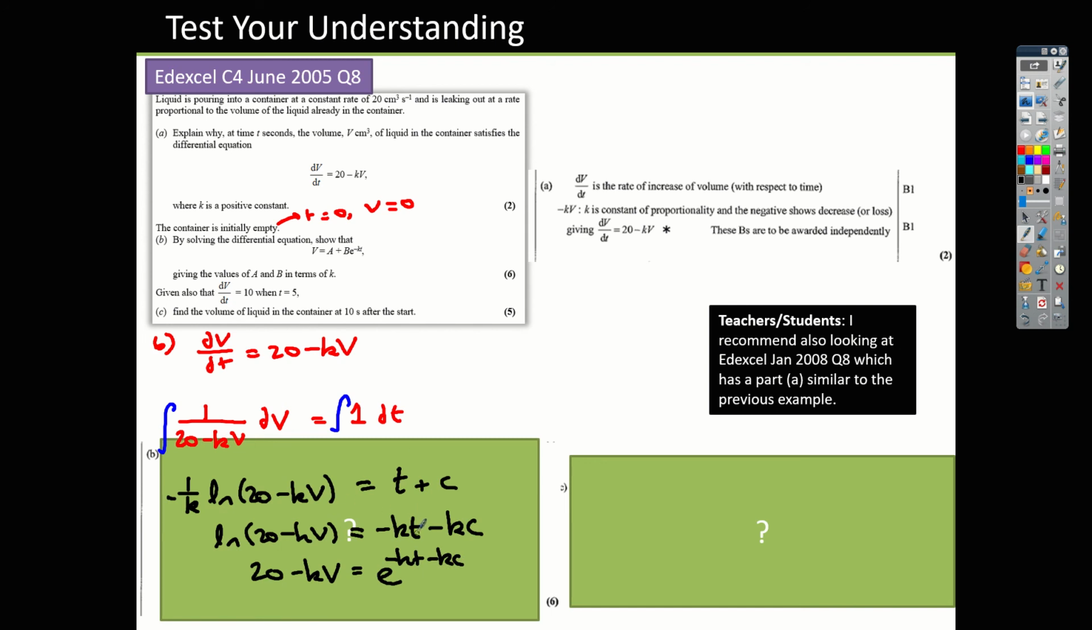Now, this is getting quite an awkward thing to be able to manipulate. So I think a good thing to do now is to use my initial conditions to figure out some of these constants. So I'm going to actually go back a step to here and put my boundary conditions in and see what I get. So then natural log of 20 minus 0 equals, and then t is 0 as well, so that's minus kc.